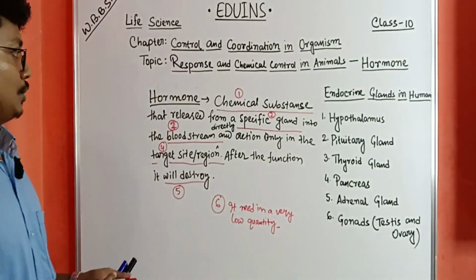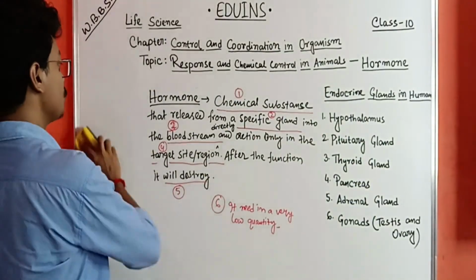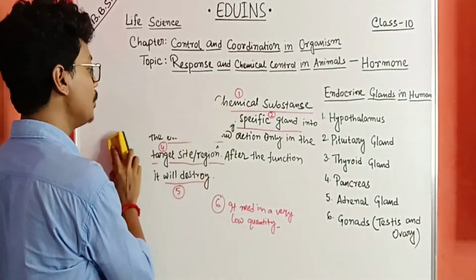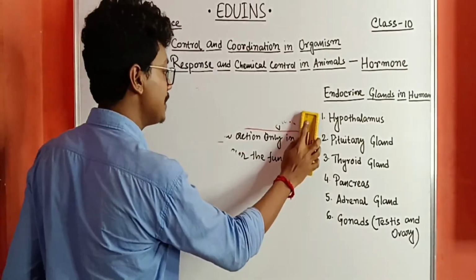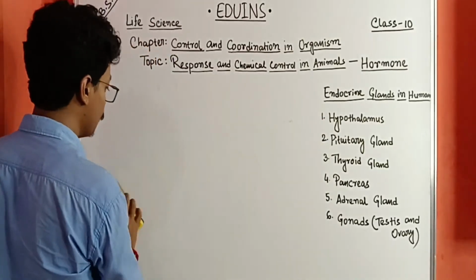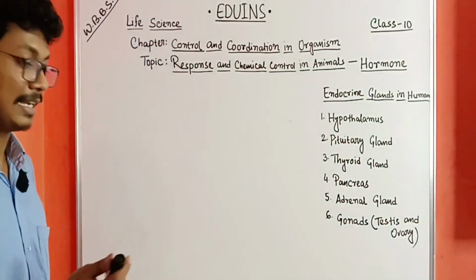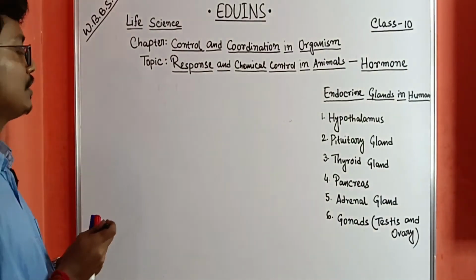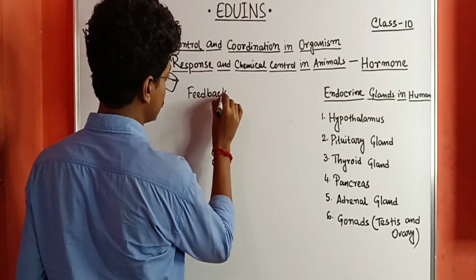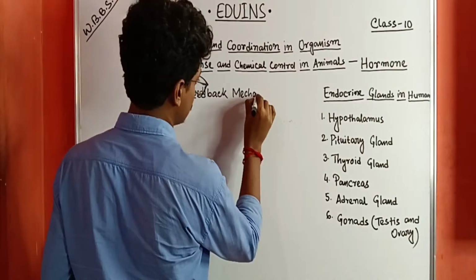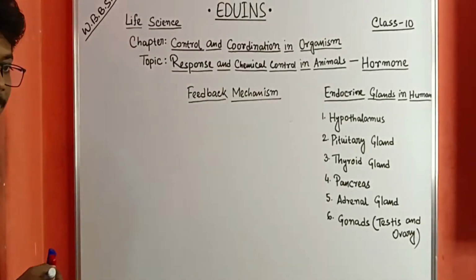Okay, so we talked about the hormones, their release, their glands. So one question is: are hormones always released in our body, or do the hormonal glands always release the hormones? No. They have a feedback mechanism. The regulation of hormonal secretion is known as the feedback mechanism.